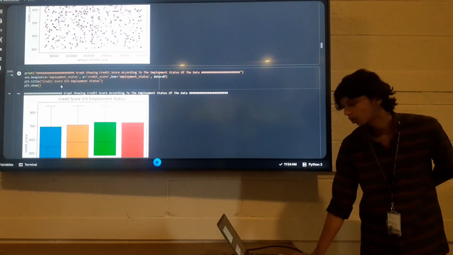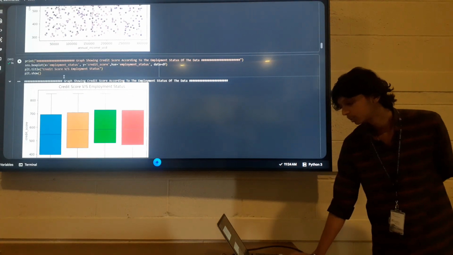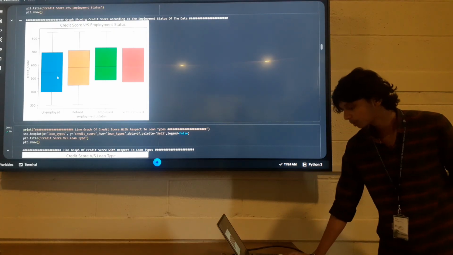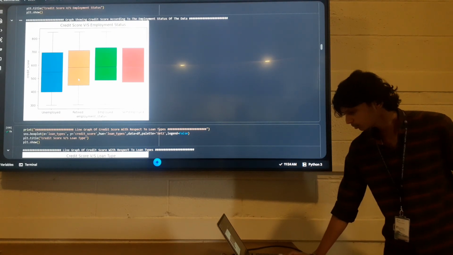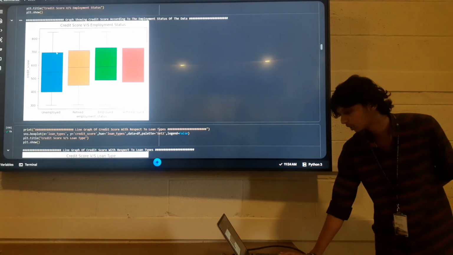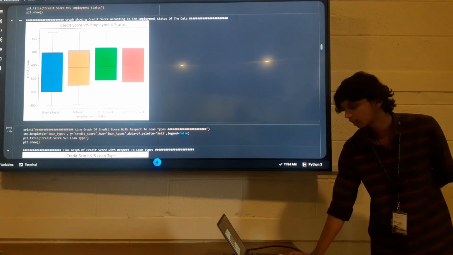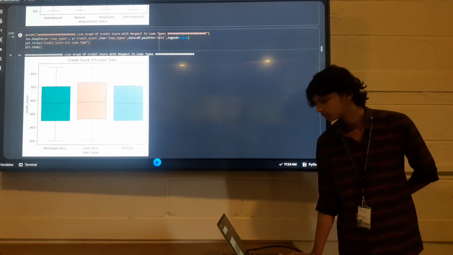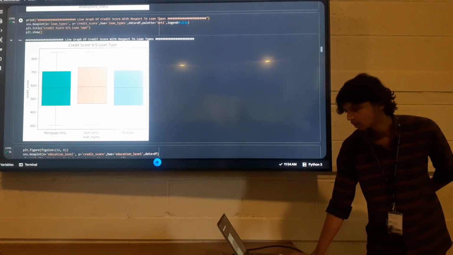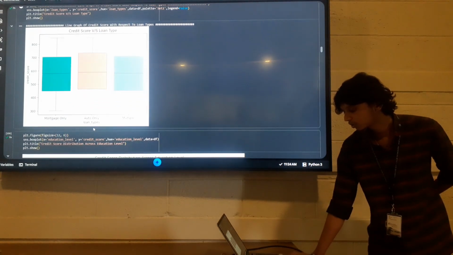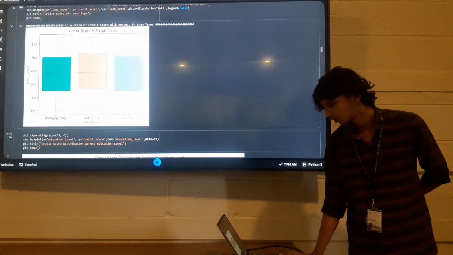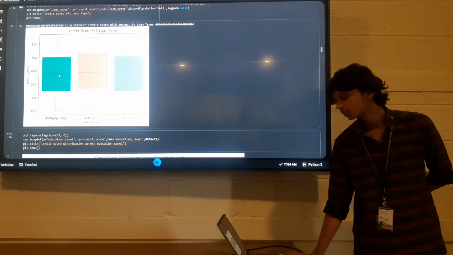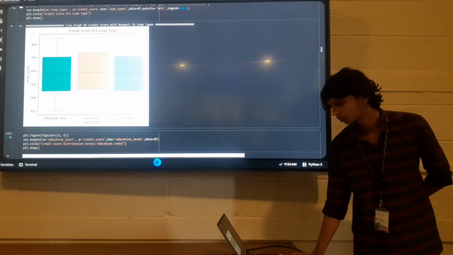Then we plotted a box plot of employment status with credit score, where we can see unemployed people have the highest range, whereas employed people have the good credit score, which is valid. Next, we have a box plot of credit score with respect to loan types, where auto loan only has the highest credit score, and the other two have the same type of lower credit score.